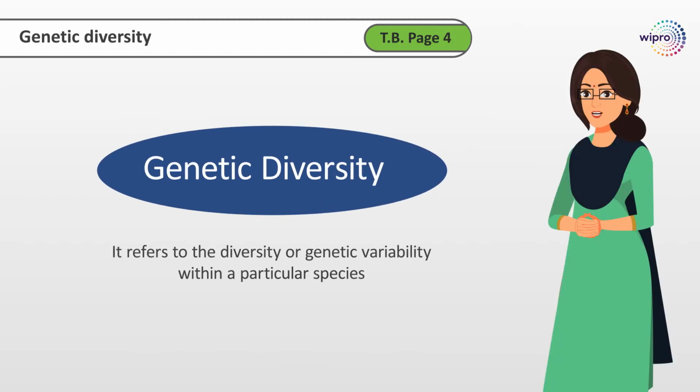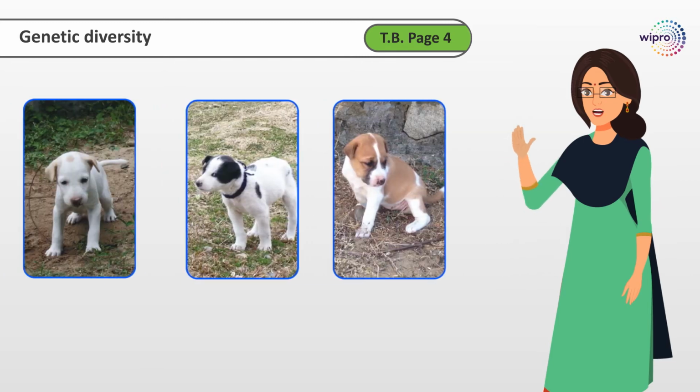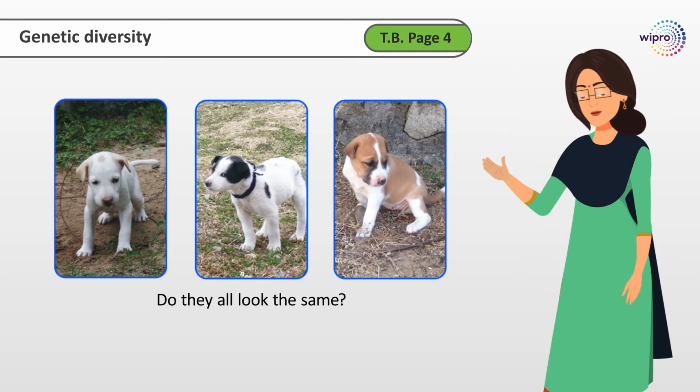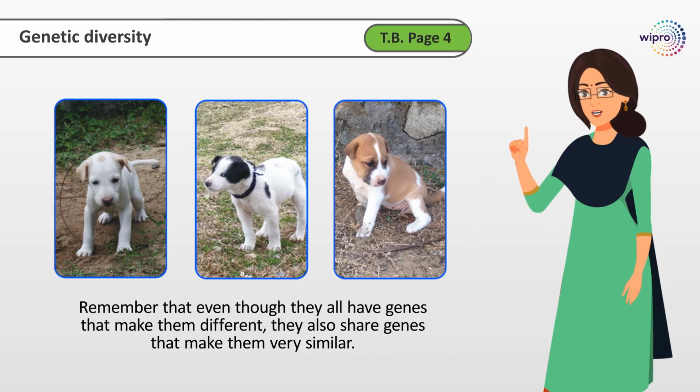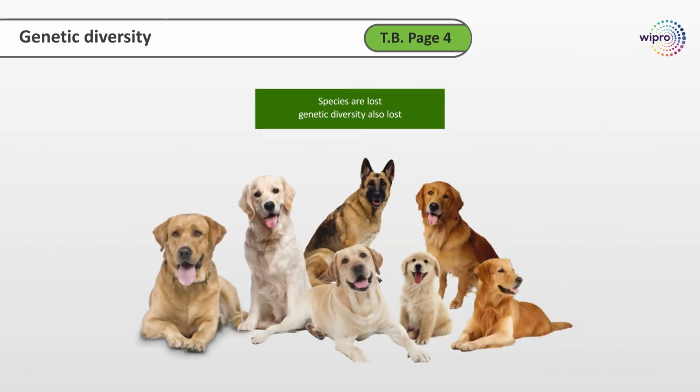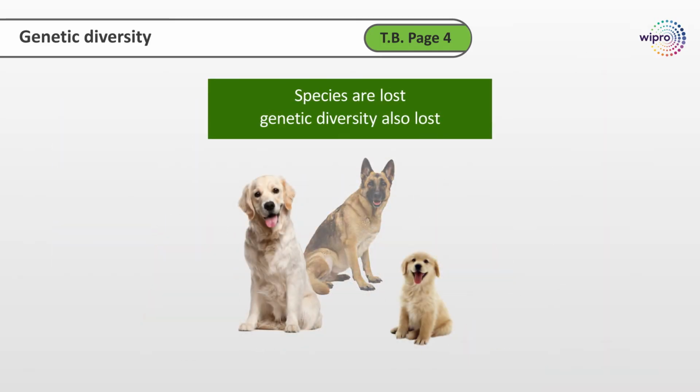Genetic diversity refers to the diversity or genetic variability within a particular species. Look at the puppies in these pictures. Do they all look the same? No, because genetic diversity gives rise to different traits among individuals of the same species. Remember that even though they all have genes that make them different, they also share genes that make them very similar. When species are lost in large numbers, their genetic diversity is also lost.